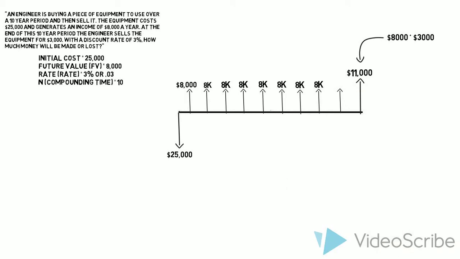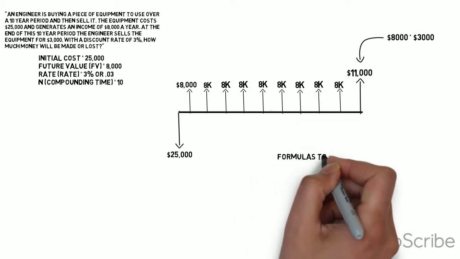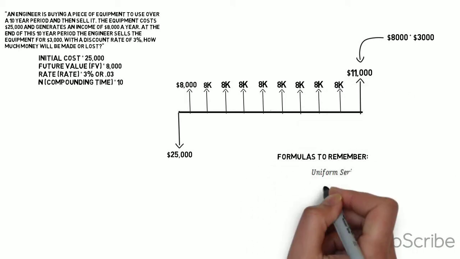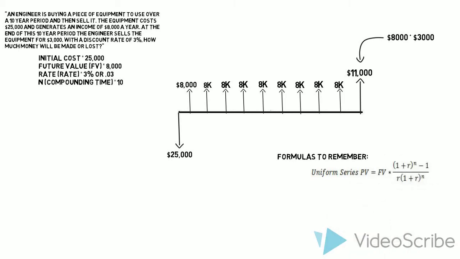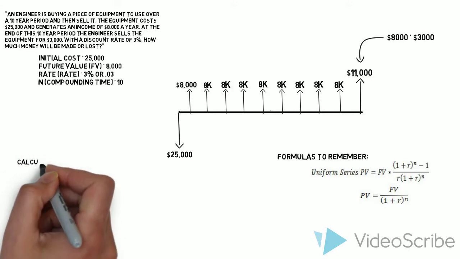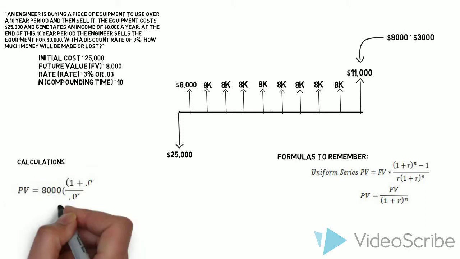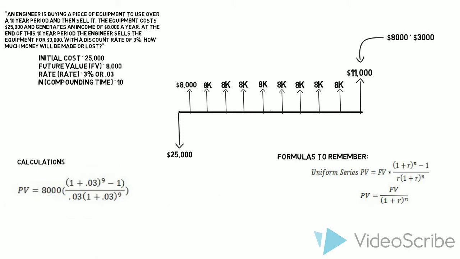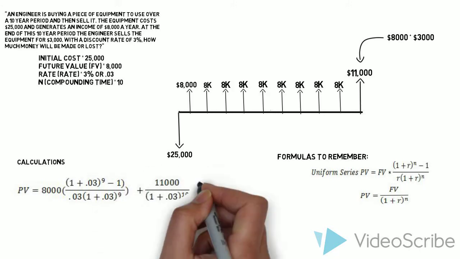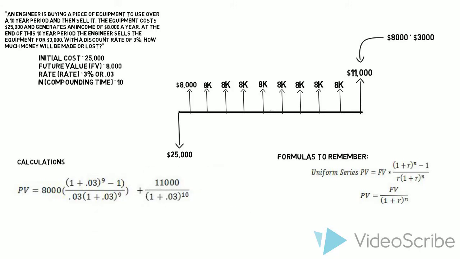For the calculations, these are the 2 equations that will be used: the uniform series present value and the present value equation. First, start off with the uniform series present value formula, the first one listed. 8,000 is a future value, 0.03 is a discount rate, and 9 is the compounded time for this part of the equation only. In general, the compounded time is based on the actual time of the payment, not the number of the payments.